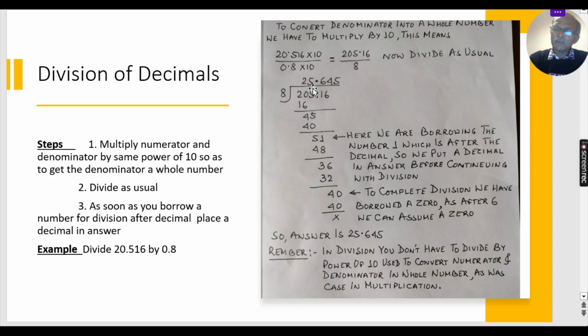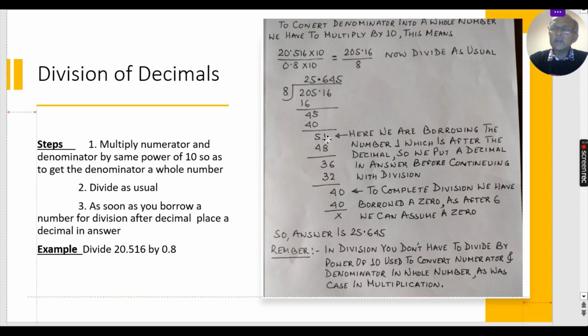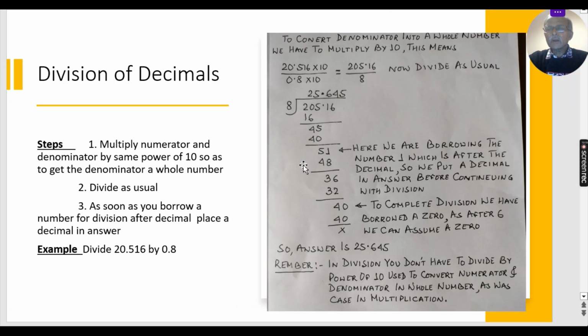Okay, so to complete this division we borrow the other number 5, so it makes 45. We again divide, it will go 5 times, so it is 40, and the remainder is 5. But after this, to complete this division, we have to borrow this 1, but this 1 is after the decimal point, so we will place a decimal point here. After placing the decimal point, we will borrow 1. So once we have borrowed 1, this remainder and 1 will make 51. Now we divide it by 8, it will go 6 times, it is 48. I subtract it, remainder is 3.